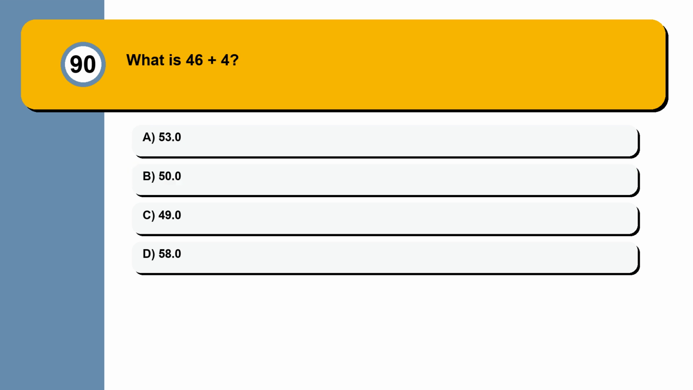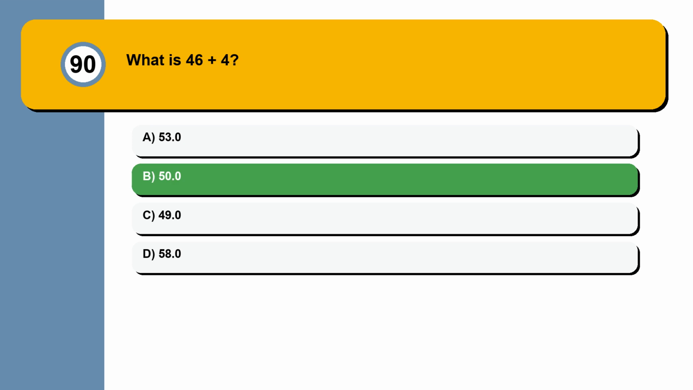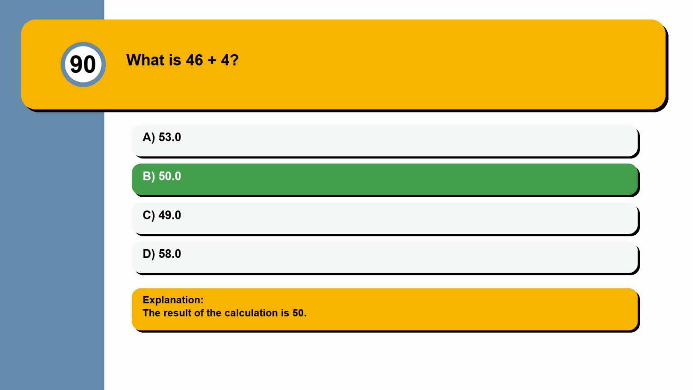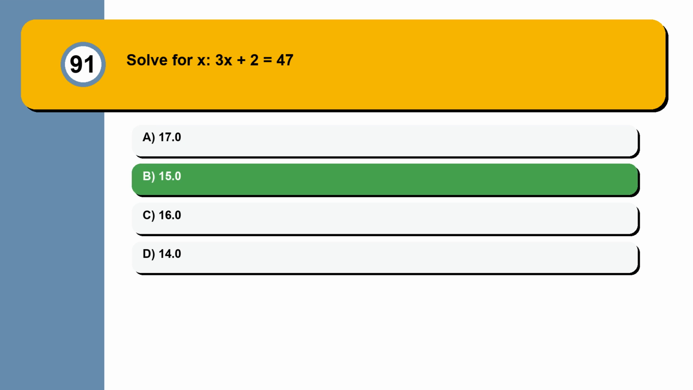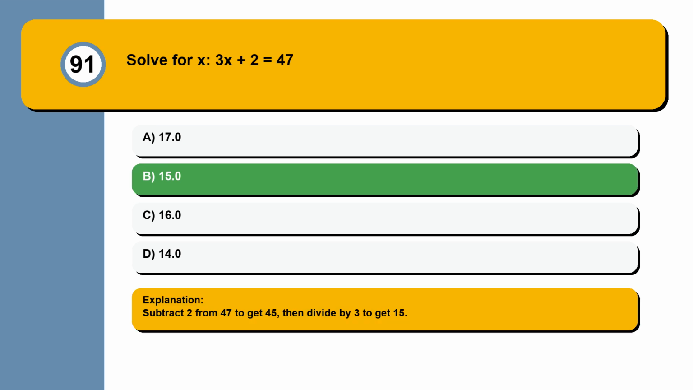Question 90. What is 46 plus 4? 53.0, 50.0, 49.0, 58.0. The result of the calculation is 50. Question 91. Solve for x: 3x plus 2 equals 47. 17.0, 15.0, 16.0, 14.0. Subtract 2 from 47 to get 45, then divide by 3 to get 15.